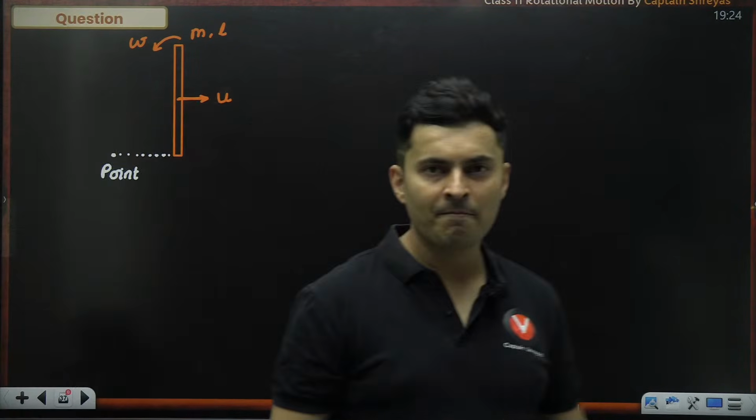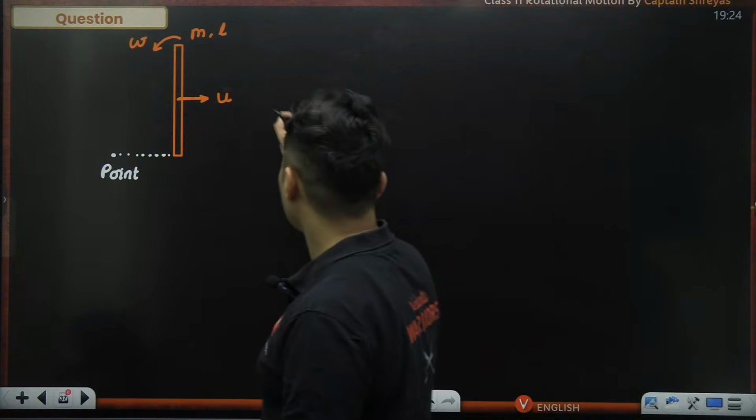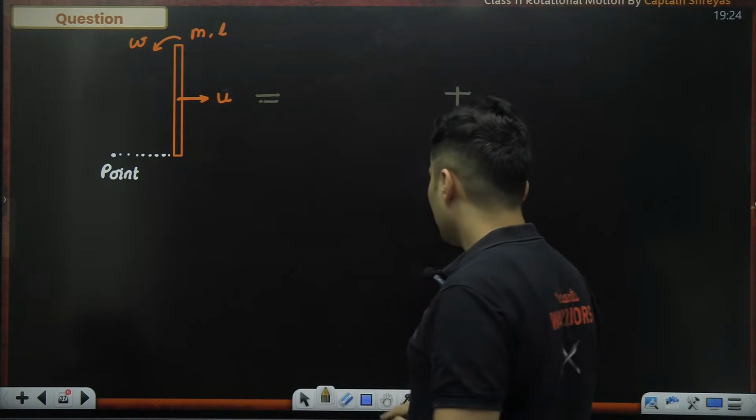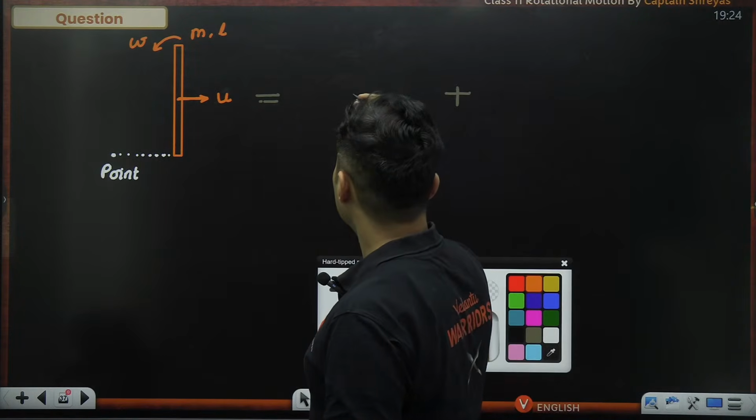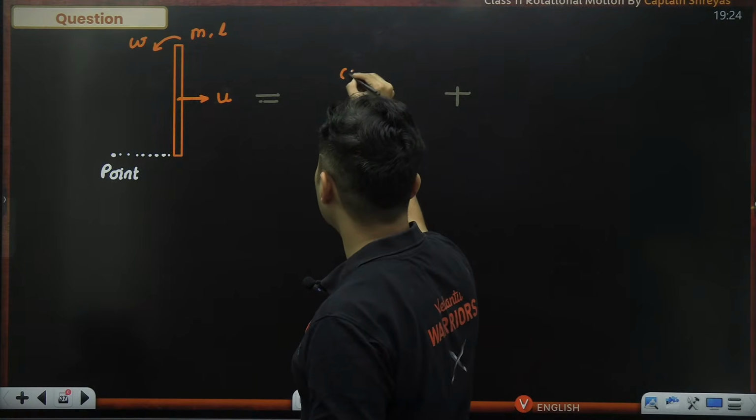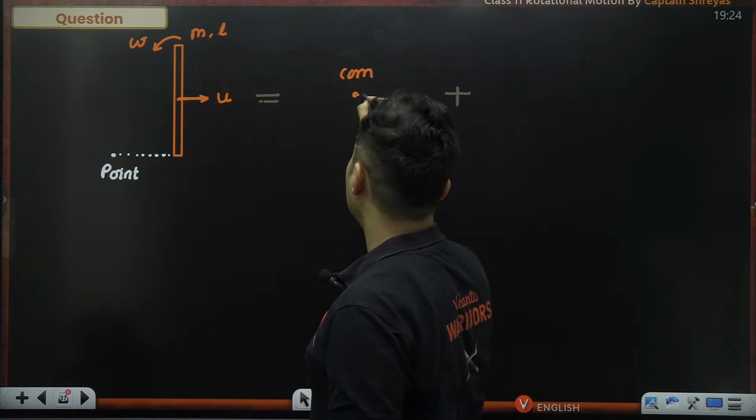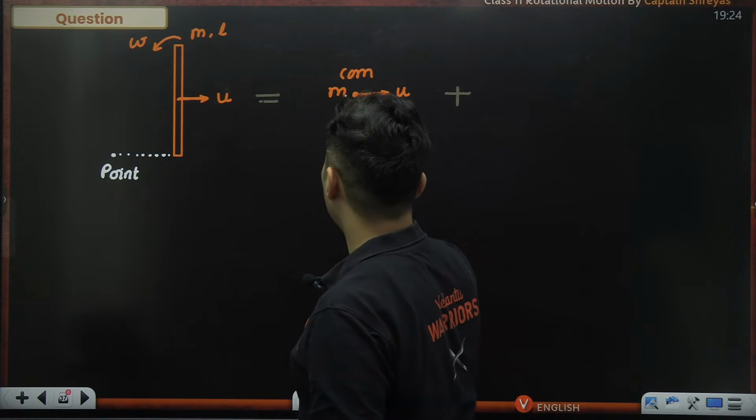Example, this one. So what I will do first, I'll split it up into two parts. That's what I told you, right? What are those two parts? First, look at the center of mass of the entire rod. Center of mass of the entire rod will be over here, exactly in the middle. And that center of mass itself is moving with velocity u only. That will be that point mass.